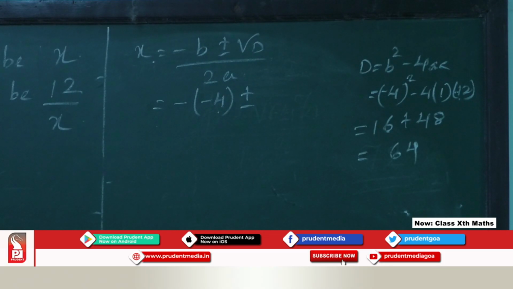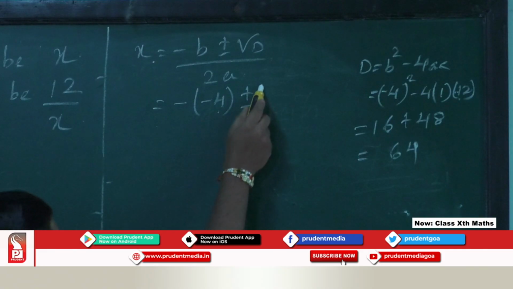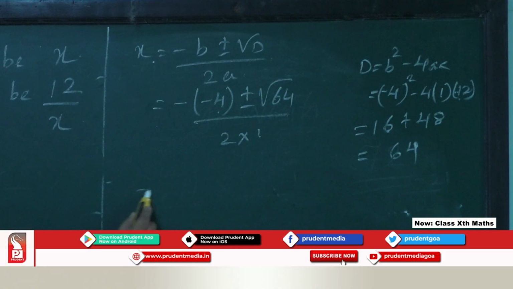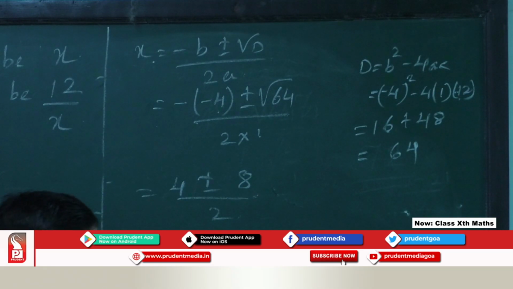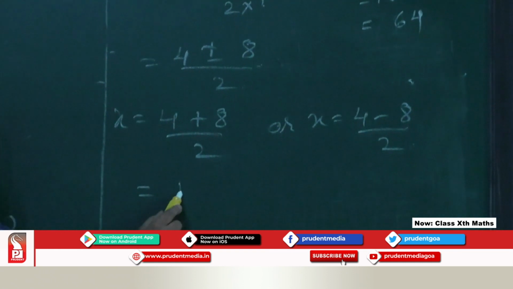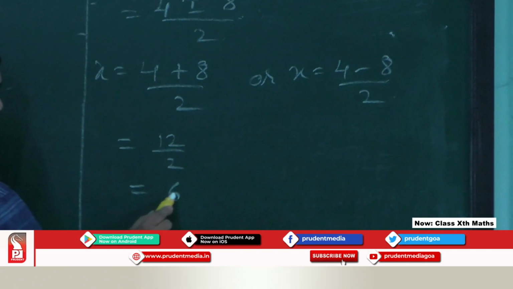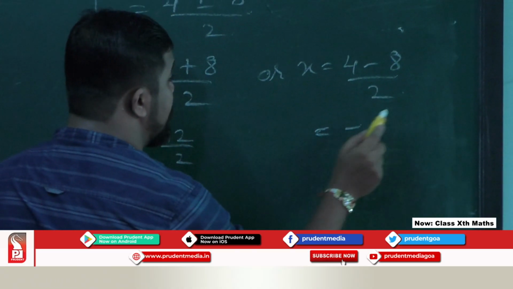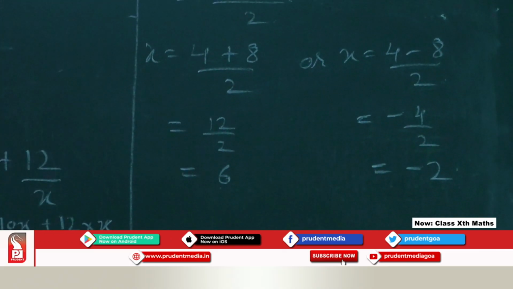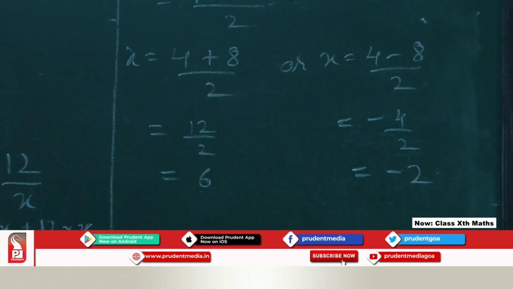So find out the d. So directly put that value of d here, 64, and we take root 64. So 4 plus or minus 8 upon 2. So x is 4 plus 8 or 4 minus 8, 6. This will give you minus 4 by 2, that is negative 2. So I got 6 and I got negative 2.